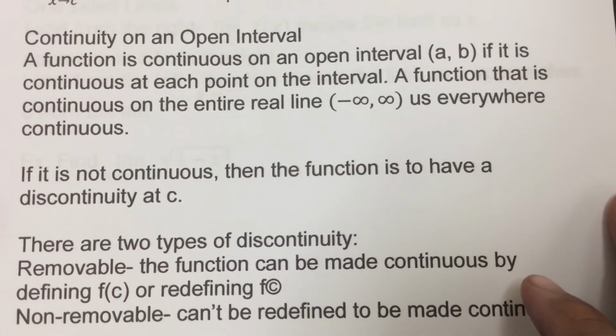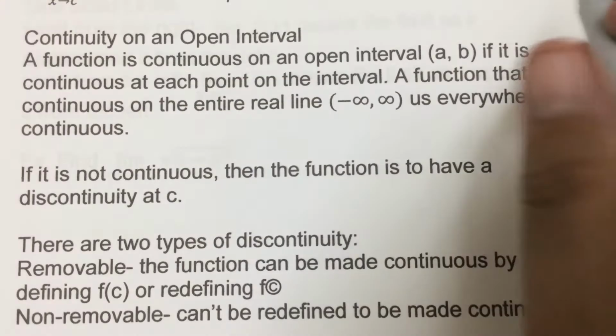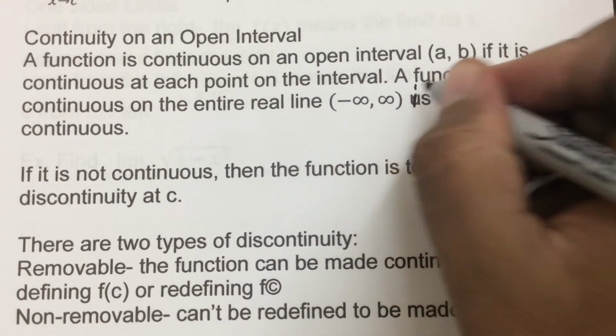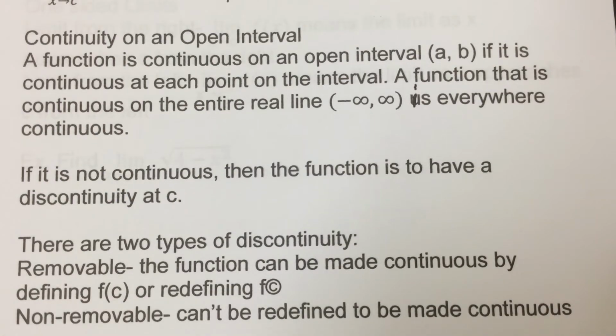So the official definition here of continuity on an open interval is: a function is continuous on an open interval (a, b) if it is continuous at each point on the interval. A function that is continuous on the entire line from negative infinity to infinity is everywhere continuous. All it's saying is, if it's continuous on an open interval, there's no gaps, no jumps. It's from this one to this one, a smooth curve.